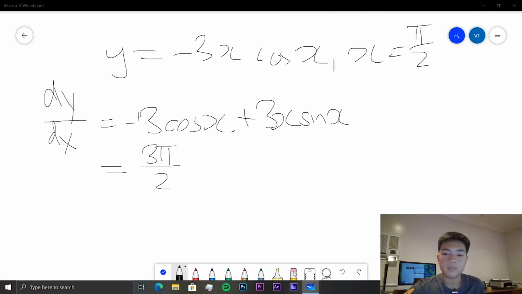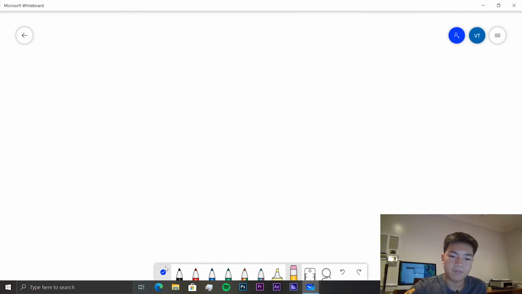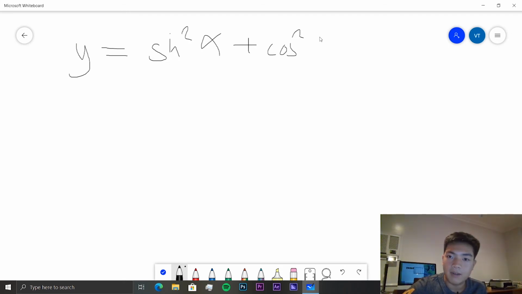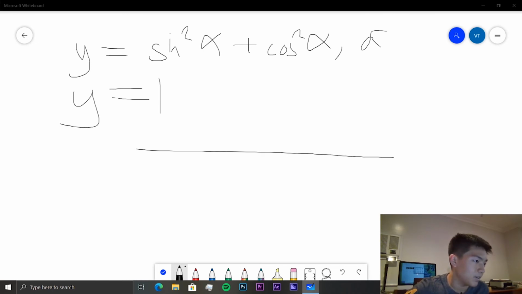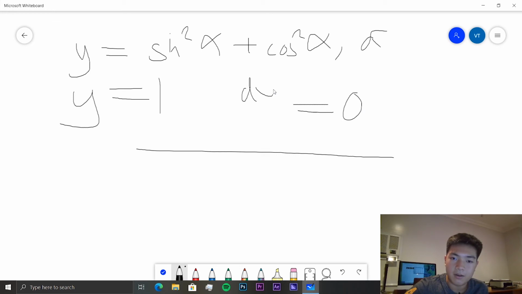Finally, it says use technology to find the gradient at the value, but I'm just going to use my brain. The first equation is y is equal to sine squared alpha plus cosine squared alpha, which is completely silly. But the thing is, for all values, sine squared plus cosine squared should equal 1. So the line should just equal 1. So it's just a flat line. So the gradient at any point should just equal 0. So dy over dx is equal to 0 for that. So that was pretty easy.